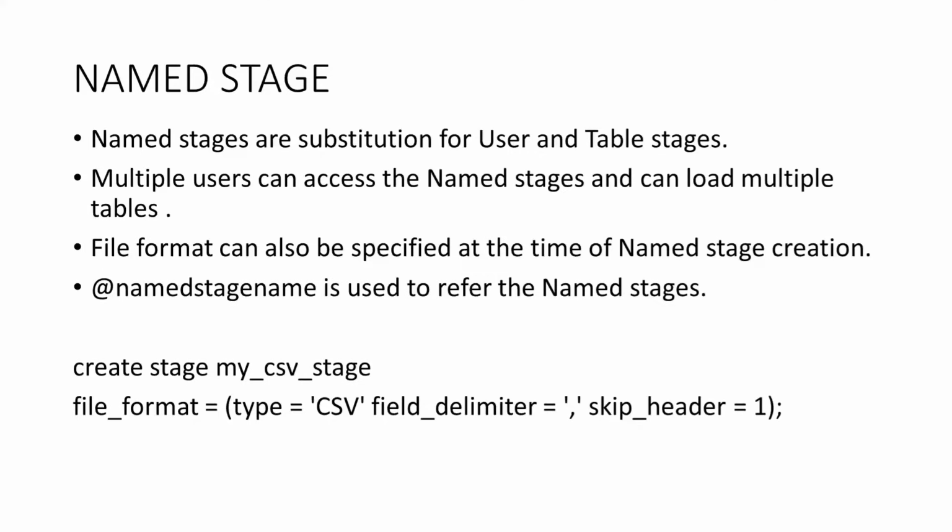The notation or naming convention for this is: at the rate named stage name is used to refer to the named stages. So what is the user stage naming convention or notation? At the rate tilde. For table stage, at the rate percentage. But for named stage, you don't have to do anything, just at the rate, at the rate name of the stage. If in your script you are using at the rate some name, it means it's a named stage. That's what we need to understand.